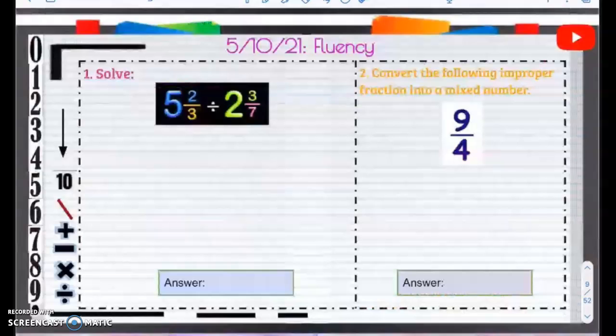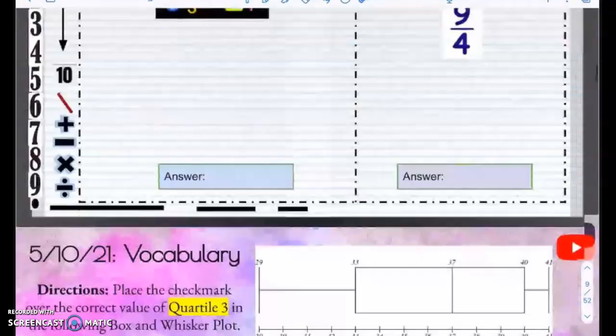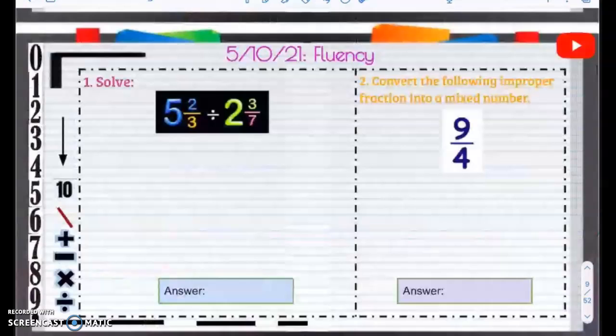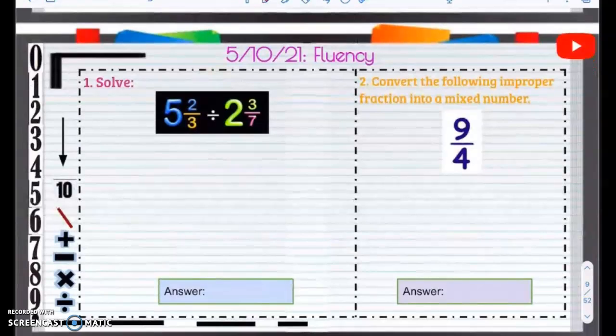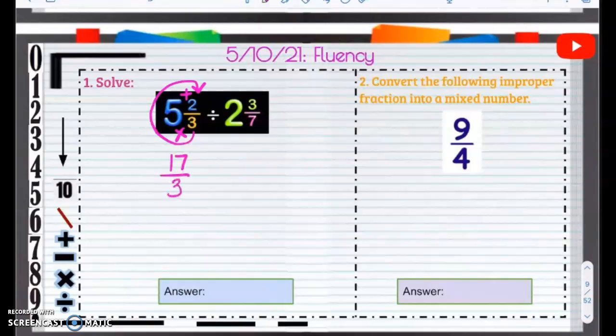All right, so we're going to solve this. When we solve this, the first one, we have to convert these into improper fractions. And the way that we're going to do that is we're going to kind of do a backwards C. We're going to multiply and then we're going to add. So we're going to start from the denominator and then go work our way to the top. So we have 3 times 5, which is 15, plus 2 is going to be 17. Keep that same denominator as 3. I'm going to keep the division because we're not going to flip it yet.